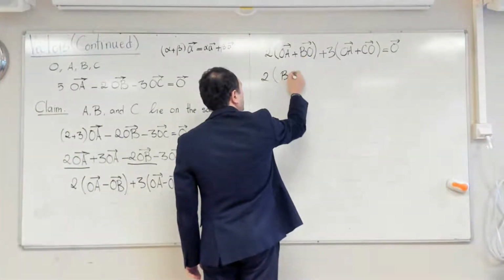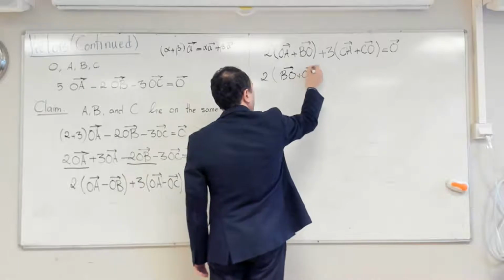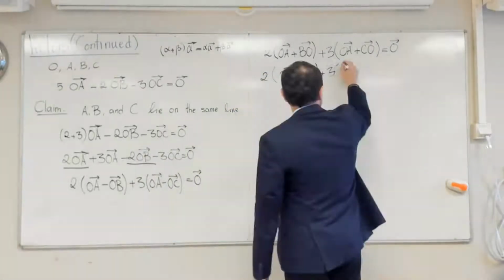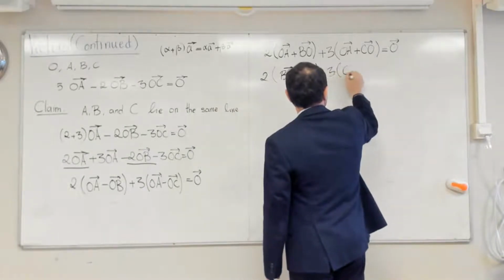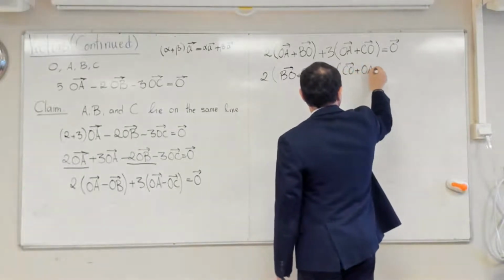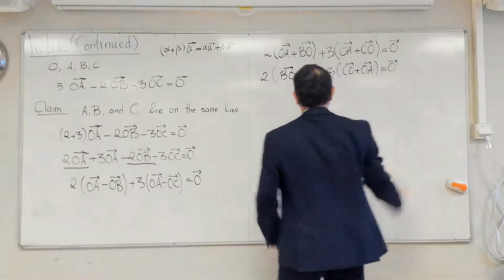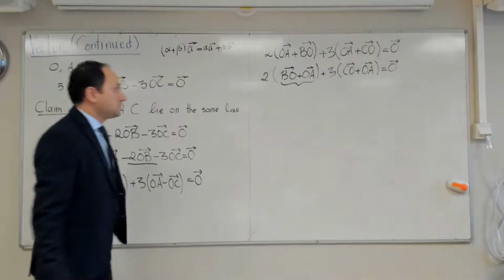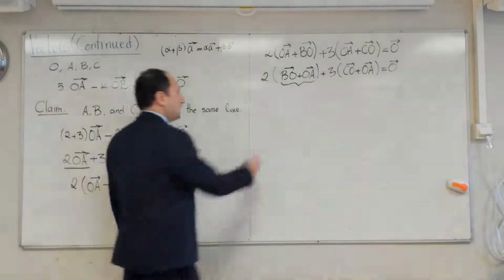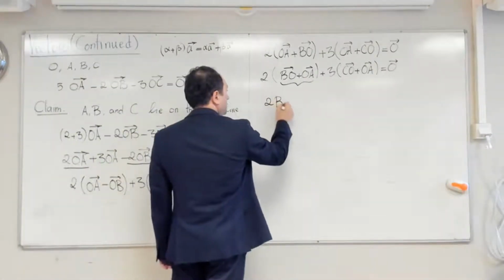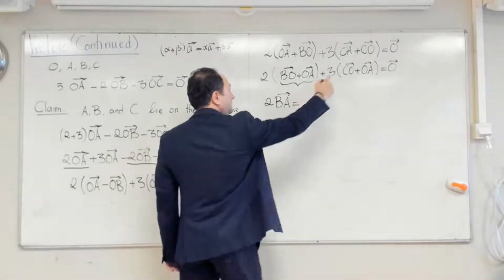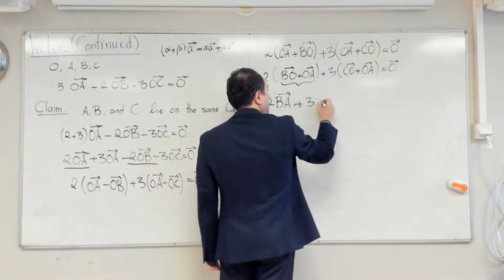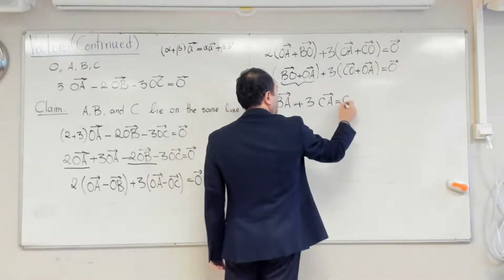So this becomes BO plus OA, and then you have 3 CO plus OA is equal to 0. Okay, now tell me, is this the shawl rule or not? What is the answer? BA. So there's a 2 here. So it's 2BA. And then this is also the shawl rule, sorry, plus 3 CA is equal to 0.